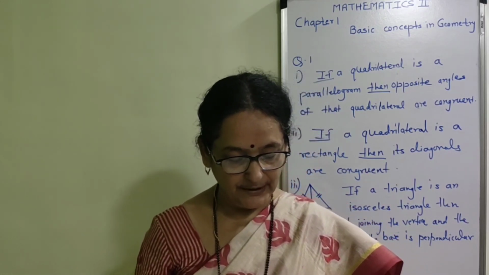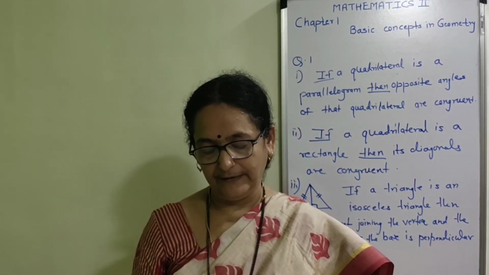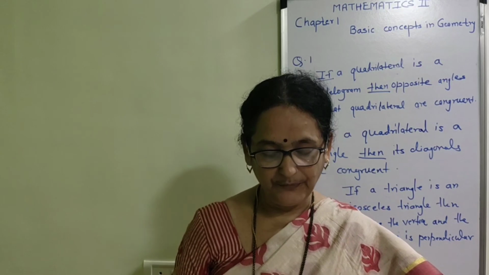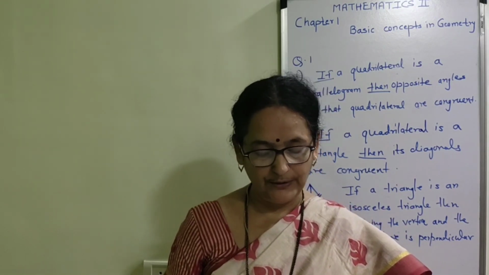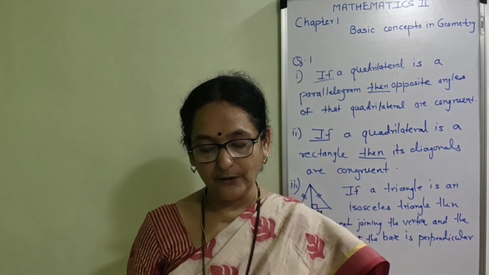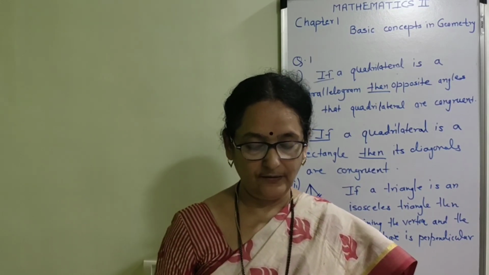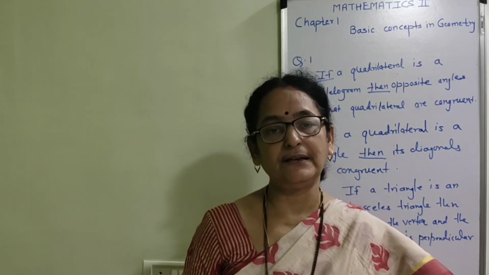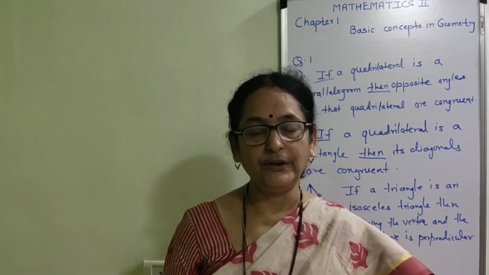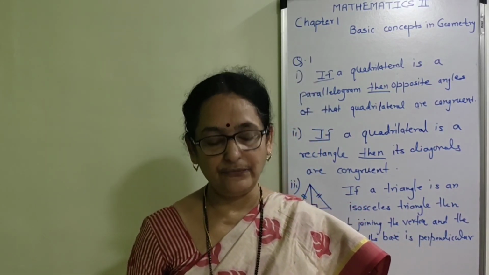Now the last statement: the diagonals of a rectangle are congruent. This is the given statement. How are you going to write it? If the diagonals of a quadrilateral are congruent, then that quadrilateral is a rectangle. Now here we have completed our first chapter.